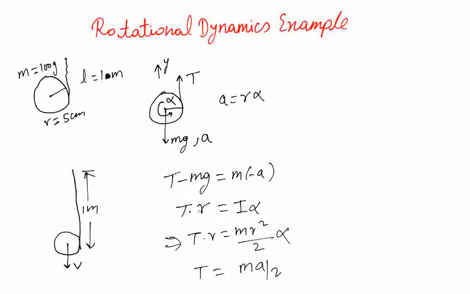So let's substitute this ma over 2 here. So what do we get? We get T minus mg, well sorry, I should have written this ma over 2 minus mg equals m times minus a, and that gives us a equals, you can shuffle things around, 2g over 3, right? Let me check if it's 2g over 3 or not. Okay, yeah, 2g over 3. Okay, we have the acceleration.